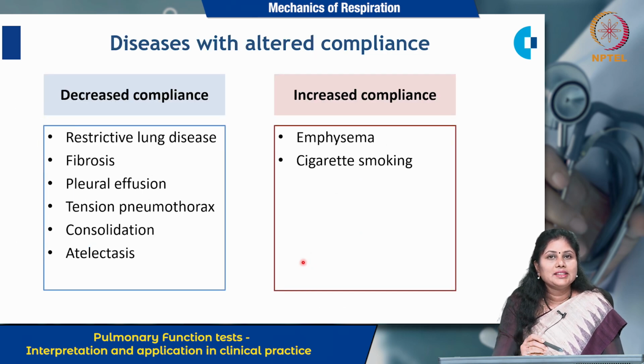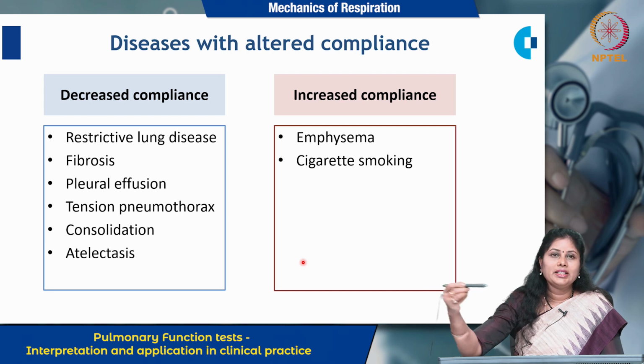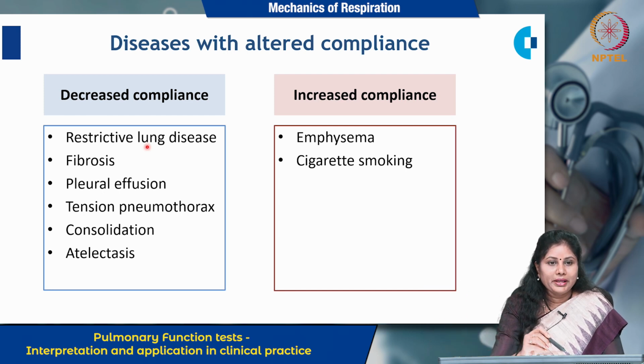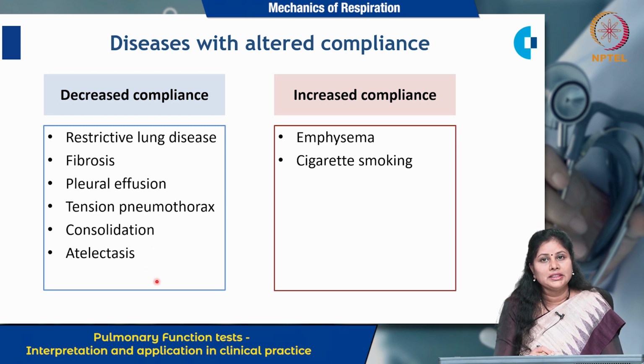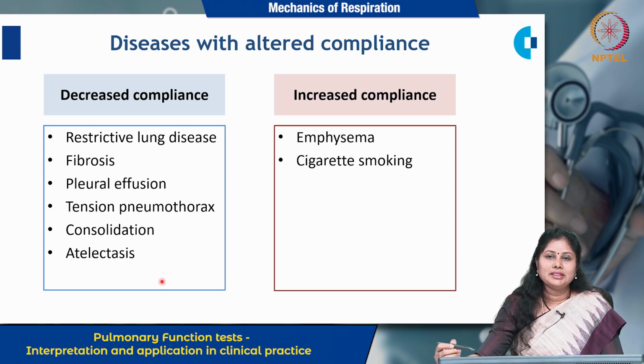So these are the diseases that are associated with altered compliance. Decreased compliance is seen in restrictive lung diseases including fibrosis, because this offers more resistance to the stretchability, which causes a decrease in the compliance. Pleural effusion, again it needs more pressure to distend against the fluid. Tension pneumothorax, consolidation, atelectasis, all these are conditions associated with decreased compliance, whereas increased compliance is seen in emphysema and cigarette smoking.